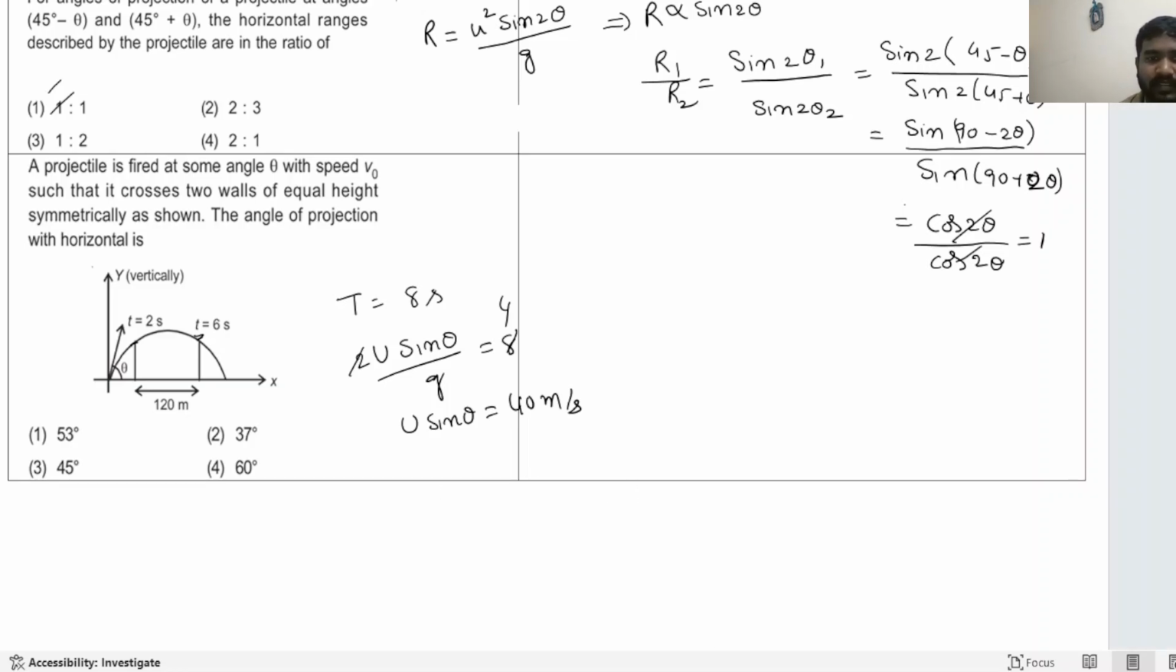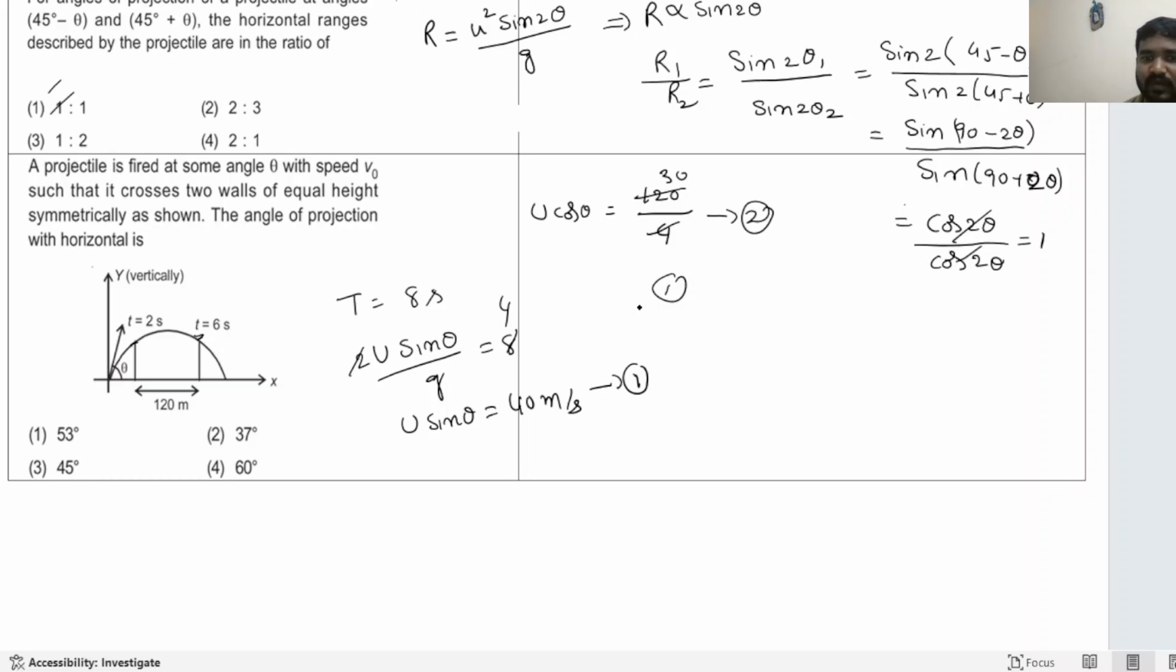Okay. Now here you can see with u cos theta, a projectile crosses 120 meters within 4 seconds. Why? Because 6 seconds minus 2 seconds. Therefore, u cos theta is the distance traveled along the horizontal, 120 meters, divided by the time taken, 6 minus 2, that is 4. So 4 times 30 is 120, so u cos theta is 30. Take u sin theta as equation 1 and this as equation 2.